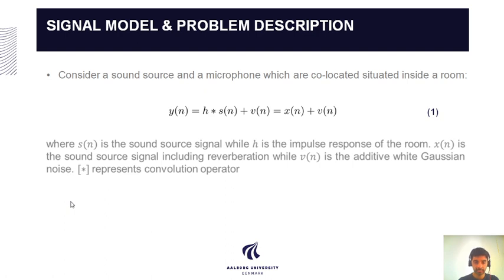Now consider a setup where a single loudspeaker is situated in the room and emits, or probes, a known signal into the environment. This reflected signal is then recorded by a single microphone. The observed signal recorded by the microphone is expressed mathematically by equation 1, where s(n) is the known sound source convolved with h(n), the room impulse response, or the transfer function of the room, in the presence of additive white Gaussian noise, represented as v(n).